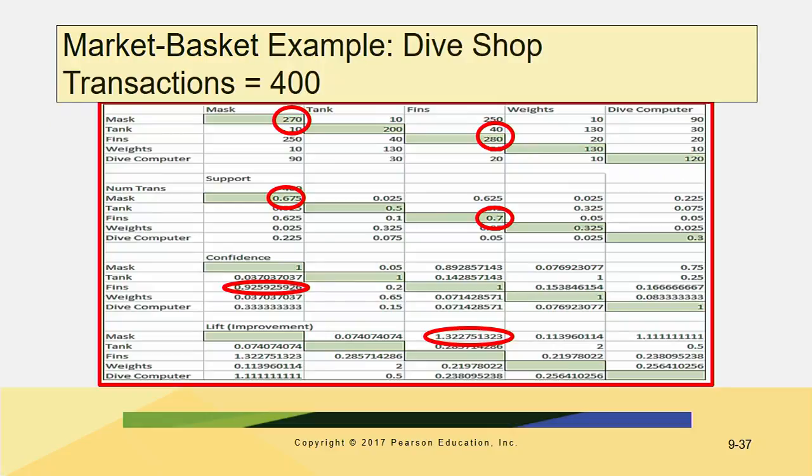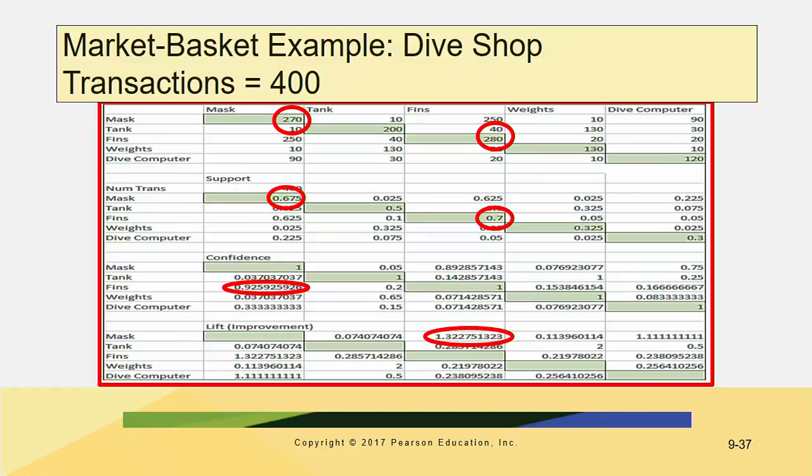Now, how does that work? Okay, well, let's try to walk through an example. This is an example of a dive shop, which I know nothing about scuba diving, but I know what masks, tanks, fins, weights, and dive computers are, right? So let's set the stage here. We have 400 transactions at our dive shop.